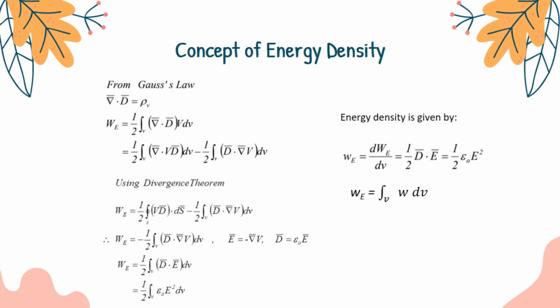From Gauss' law, we know that del dot D is equal to rho v. Then, when we substitute that into the equation, we will get that work done is equal to half integral V del dot D dV. Then, using the divergence theorem, we will solve the equation where we will get that the energy density is half epsilon naught E squared.